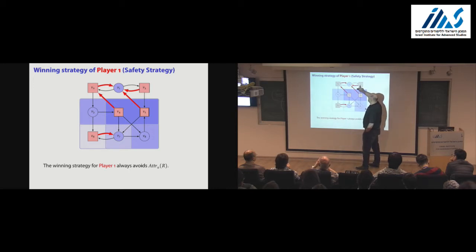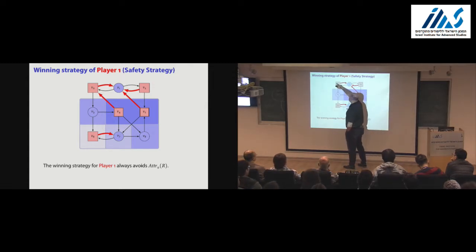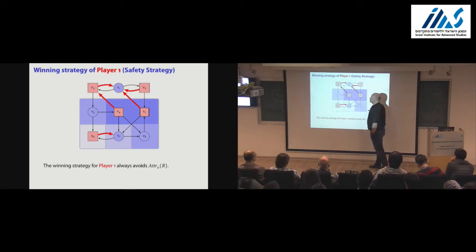Instead, you stay up here. Likewise, from v2, you stay up here rather than playing down into v5 where player 0 would win, right? So if the game starts up here, then it will actually stay up here according to this winning strategy for player 1 rather than at any point going down to the winning region of player 0.